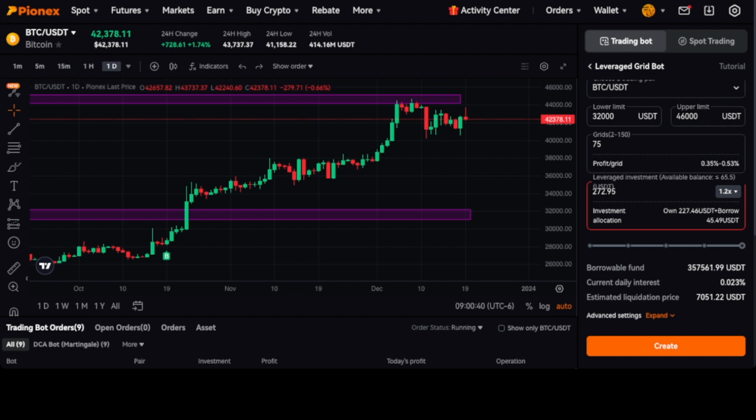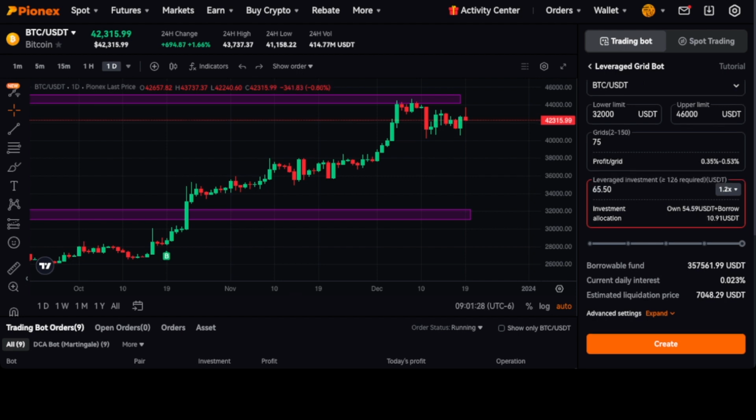Now, realistically, it's probably not going to get to 7,000. Could it? Yeah, absolutely. Bitcoin could go to 0 tomorrow. Could. Realistically, probably not, but it could. So be mindful of that. And then once you've got everything set up the way you want, you hit create, and you then end up creating a leveraged grid bot.